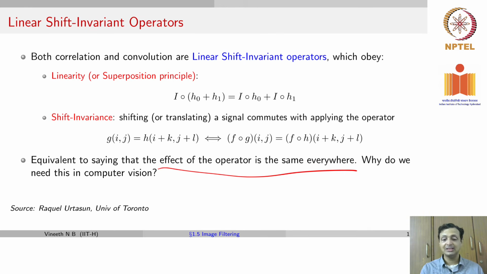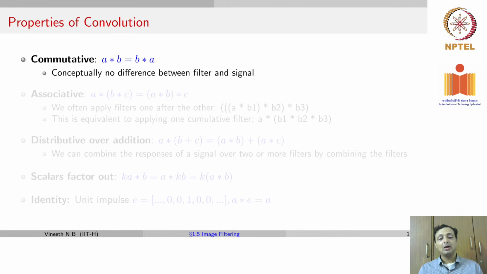Why do we need this in computer vision? I just explained that. This is an important slide. We said that cross correlation unfortunately did not help us maintain an identity with the impulse function, whereas convolution did. And convolution has many more mathematical properties that make it an elegant operation.